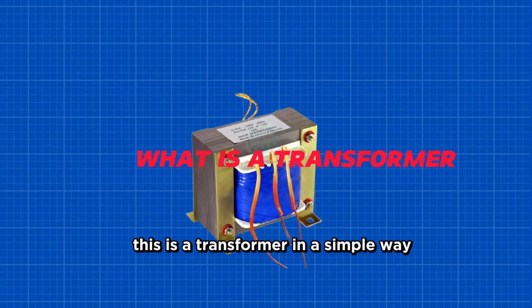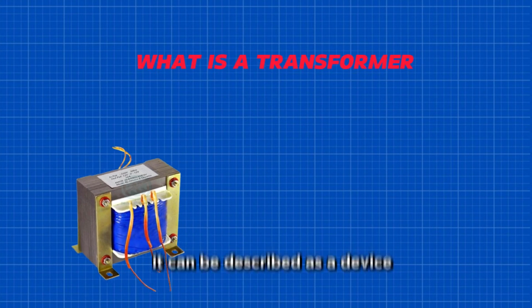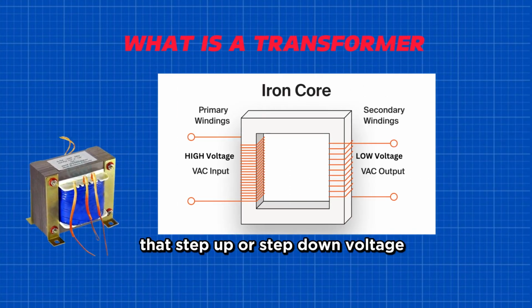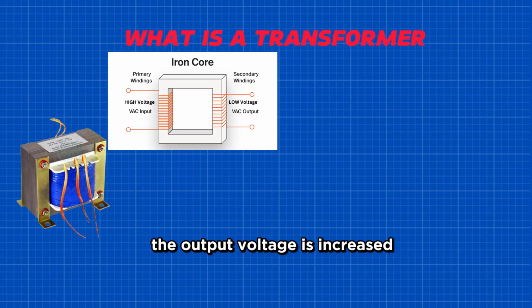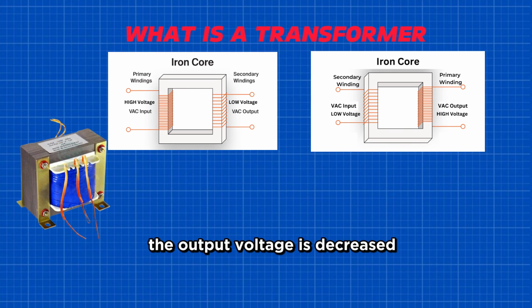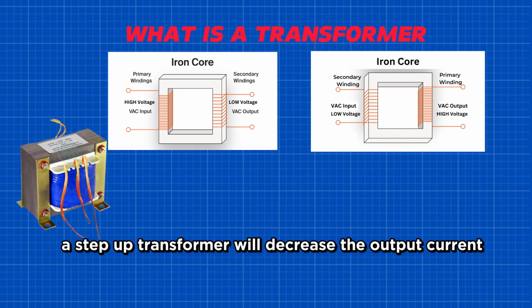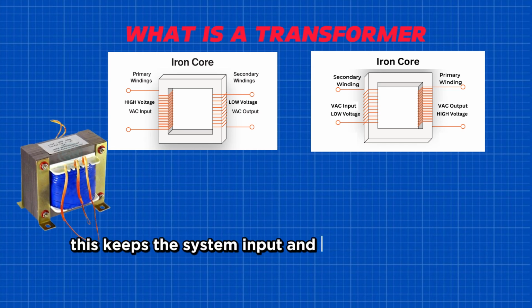This is a transformer. In a simple way, it can be described as a device that steps up or steps down voltage. In a step-up transformer, the output voltage is increased, and in a step-down transformer, the output voltage is decreased. A step-up transformer will decrease the output current. A step-down transformer will increase it.